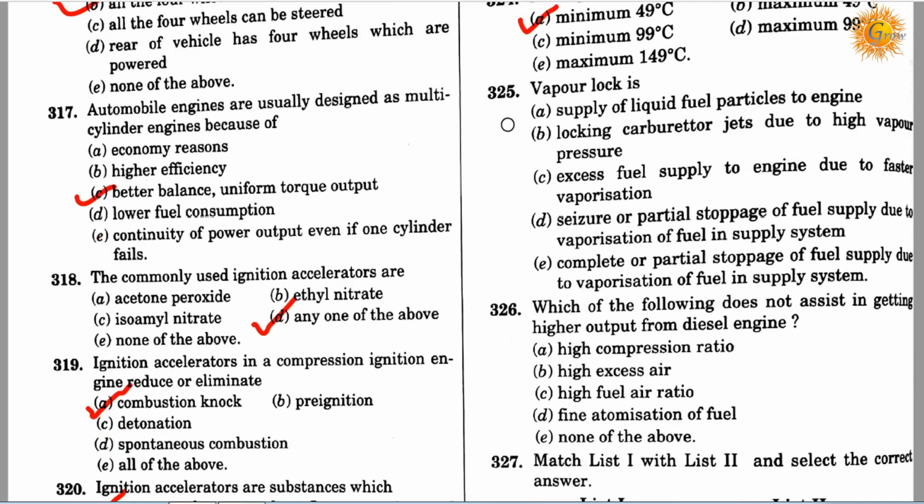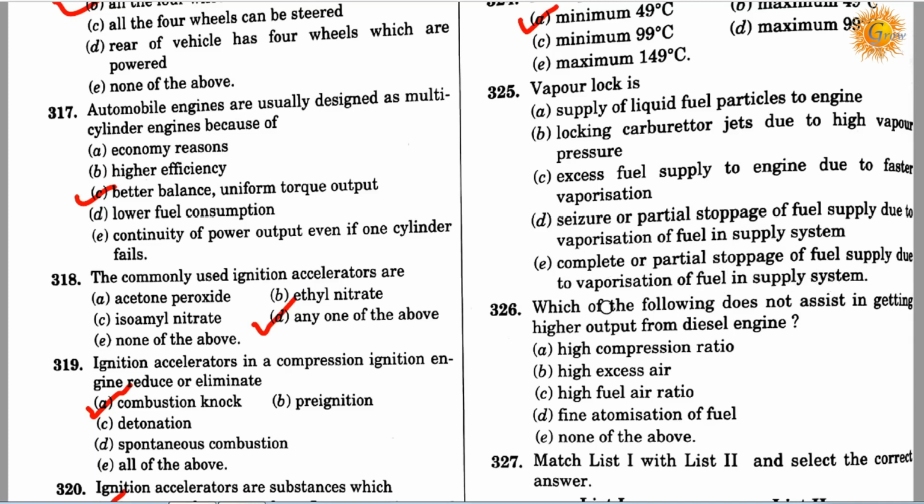Question number 325. Vapor lock is: option A, supply of liquid fuel particles to engine; option B, locking carburetor's jet due to high vapor pressure; option C, excess fuel supply to engine due to faster vaporization; option D, seizure or partial stoppage of fuel supply due to vaporization of fuel in supply system; option E, complete or partial stoppage of fuel supply due to vaporization of fuel in supply system.